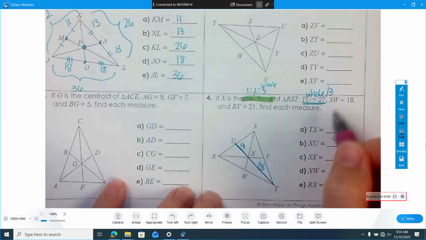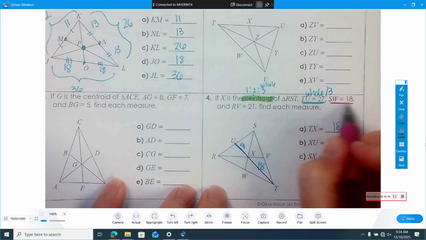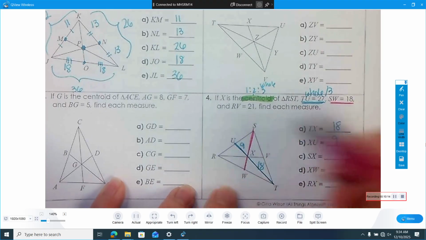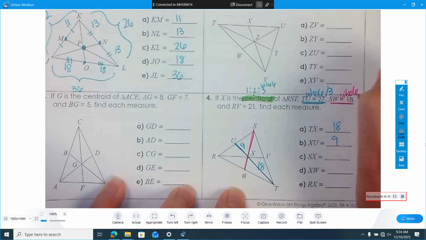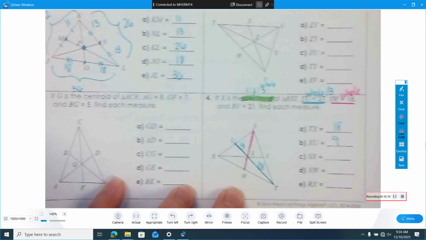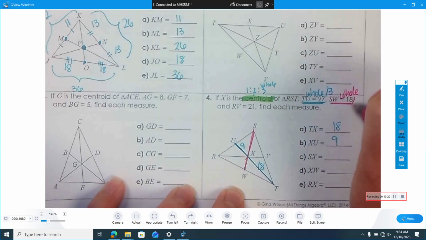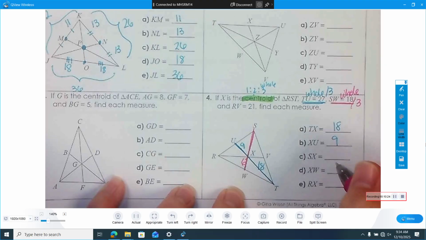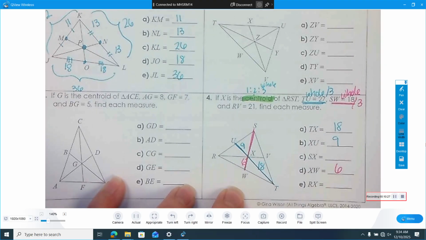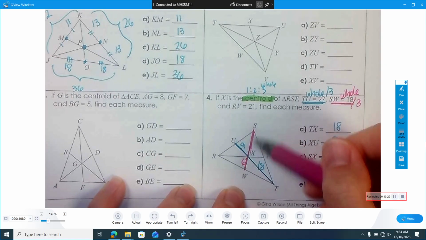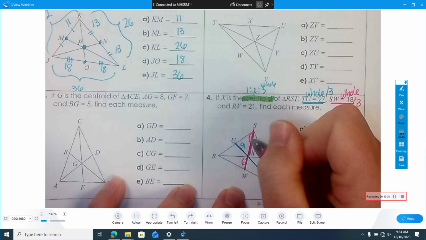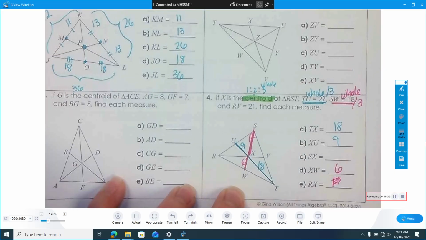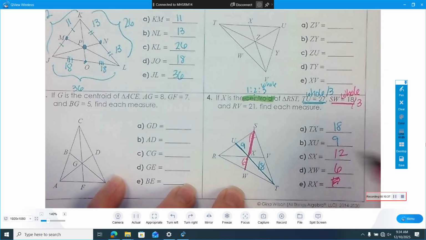All right, now SW is the whole entire median. Again, that's the whole thing. How do we figure out the small part? Divide it by 3, and that gives me 6. So XW is 6. What's the bigger side? 12, and all we did was double it. Oh wait, that was SX. So 12. All right.